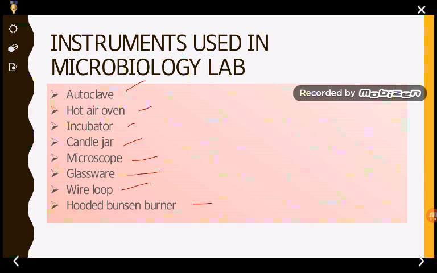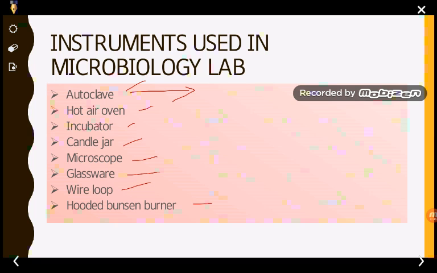You know that the main function of the autoclave is sterilization. This autoclave is used to sterilize various requirements in the laboratory, and we sterilize by means of the wet sterilization method. By means of steam, at a high temperature, we sterilize the different equipment, maybe the glassware or certain equipment which is required while performing the microbiology experiment.